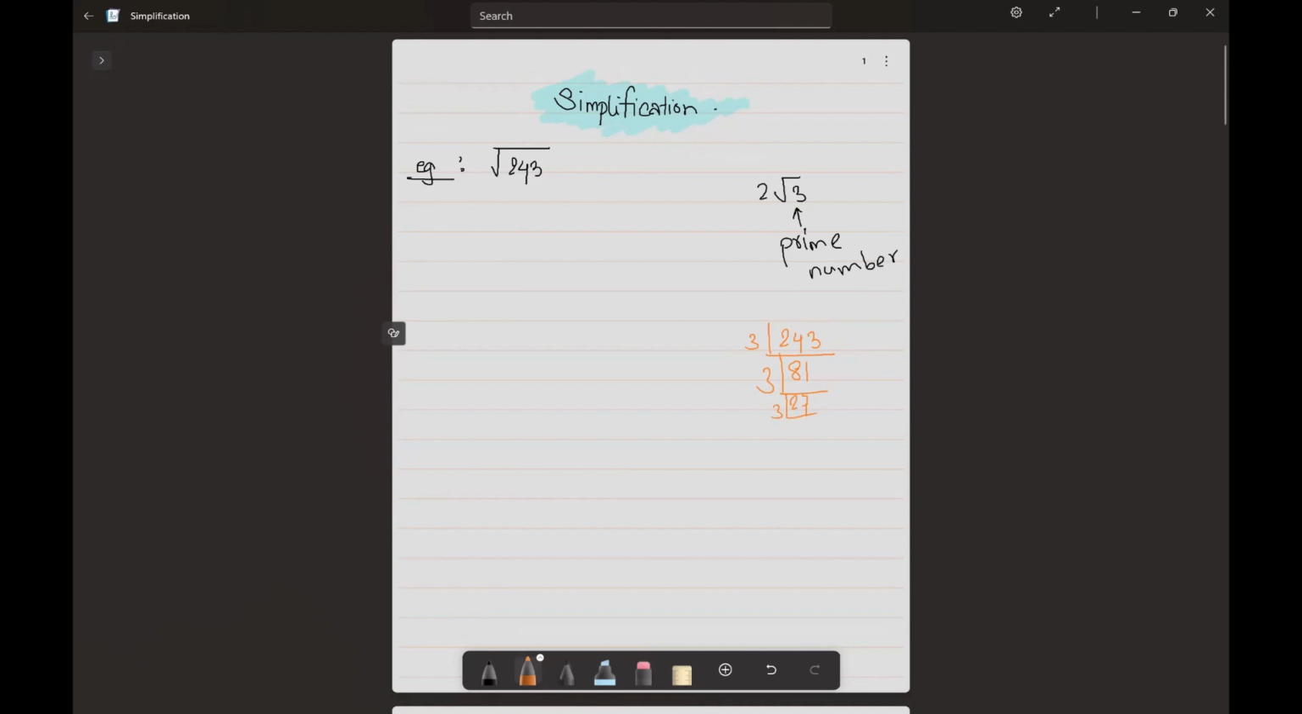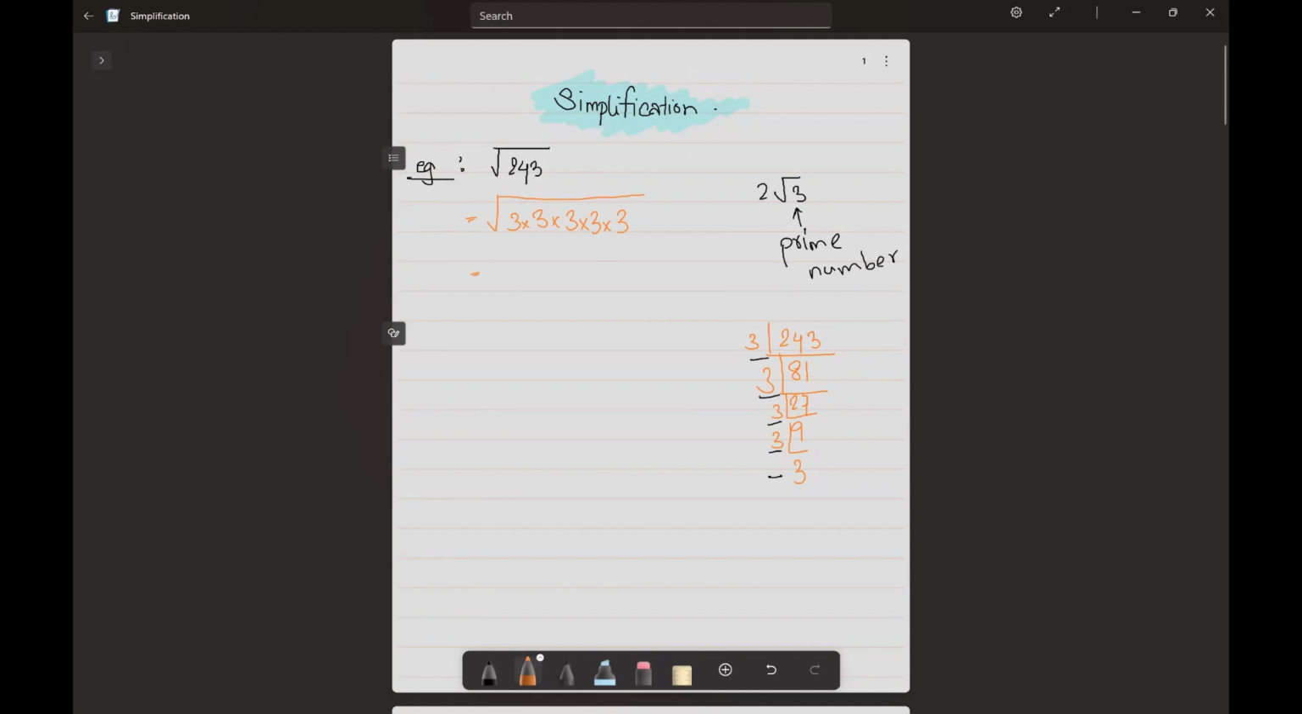Now 3 is a prime number. We know we cannot divide any further, so we stop here. Now how many 3's do we have here? We have 1, 2, 3, 4, 5. 5 3's make up 243. So we write 243 as 3 into 3 into 3 into 3 into 3. So we have 1, 2, 3, 4, 5. So we have 5 3's here.